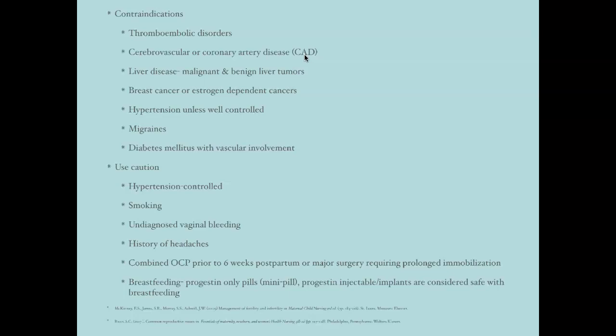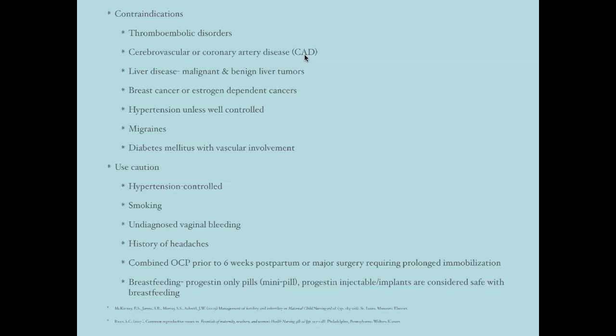So contraindications to hormone therapy: anyone who has had any kind of thromboembolic, I can never say that word right, disorder. So blood clots, pulmonary embolus, those kind of things should not use hormonal contraception. History of cardiovascular accident or coronary artery disease, so stroke, heart disease, liver disease, to include malignant and benign liver tumors, history of breast cancer or any other estrogen-dependent cancers, hypertension unless it's well controlled.